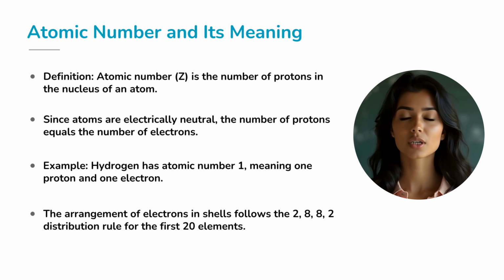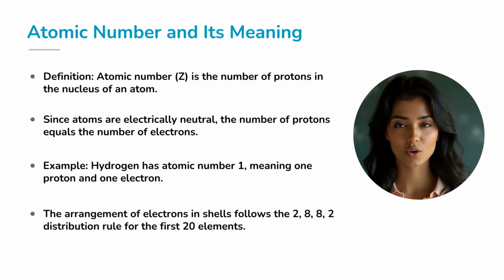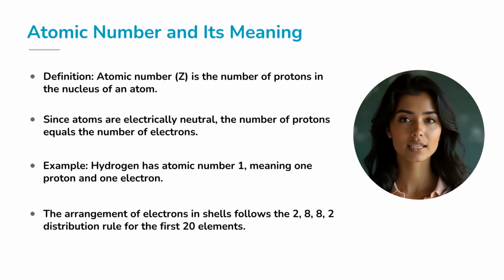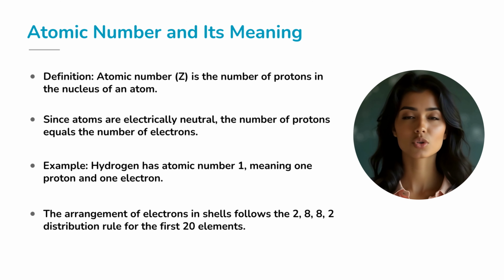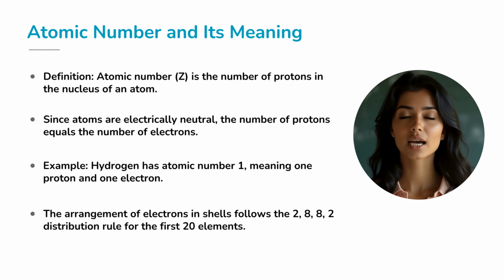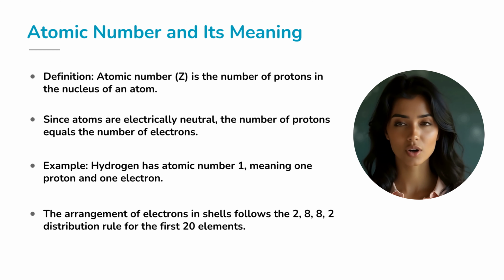At the heart of the periodic table lies a very simple but powerful idea, the atomic number. The atomic number, written as Z, is the number of protons present in the nucleus of an atom. Because an atom is electrically neutral, the number of protons equals the number of electrons. For example, hydrogen has atomic number 1, which means it has one proton and one electron.